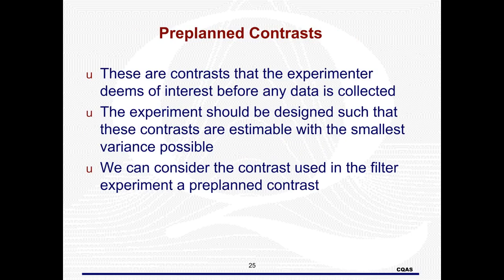One of the most important distinctions in multiple comparisons is whether the contrasts were planned before the data were collected. Pre-planned contrasts are identified in advance based on scientific objectives. This is generally considered the best practice because it reduces the risk of data-driven conclusions. When designing an experiment, we should think carefully about which comparisons are truly important and ensure that the experiment is capable of estimating those contrasts efficiently. The contrast from our filter example is a good example of a preplanned contrast because it was motivated by a specific scientific question before the data were analyzed.